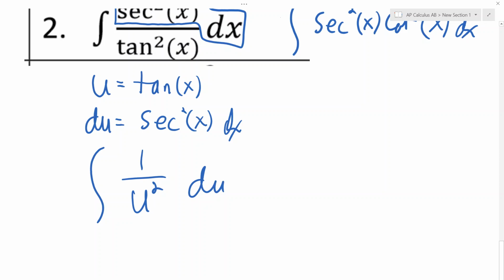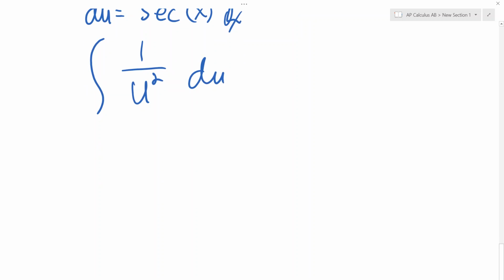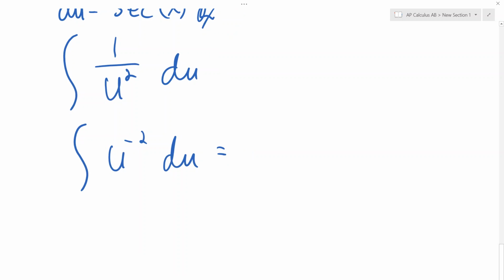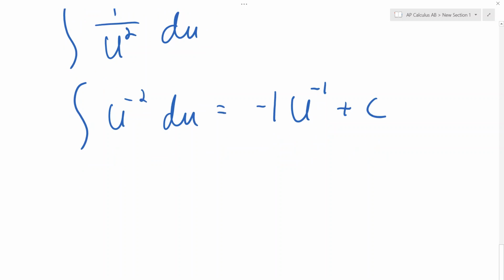Okay? And that is just the power rule. That's u to a power. It's u to the negative 2. The way we integrate using the power rule is we add 1 to the exponent, u to the negative 1. We divide by the new exponent. There's no coefficient, so there's a 1 there. 1 divided by 1 is negative 1. And you add c. Then you drop back in what u was.